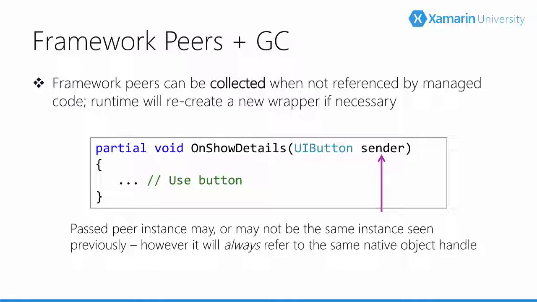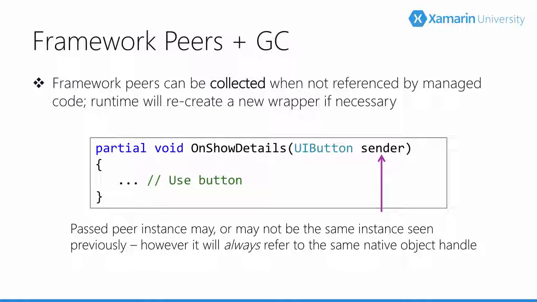And so that means that this past instance, when we get a second notification, so if I click the button a second time, it could actually be a different reference object. In other words, a different managed instance that represents exactly the same button could be passed to me. It will have the same int pointer value, so the handle will be identical because it's the same native object, but it's a different managed framework peer representing that button.